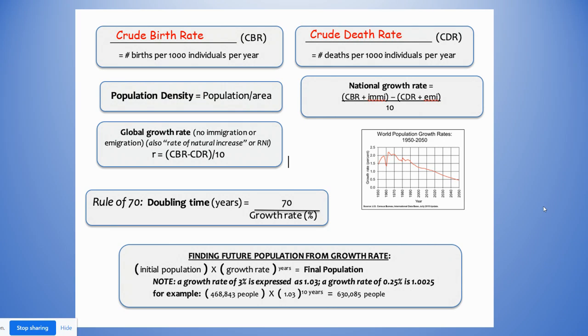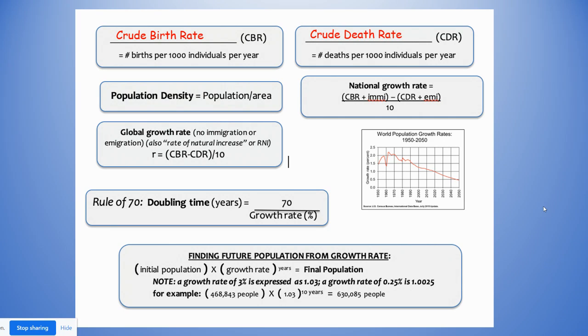Crude birth rate is also abbreviated CBR. That's usually how you'll see it in test questions. And this is the number of births per 1,000 individuals per year. And I can tell you right now, sometimes they will give you this many births happened in 4,000 individuals. So you'll need to do the math to get it down to that 1,000 individuals per year. So just something to keep in mind.